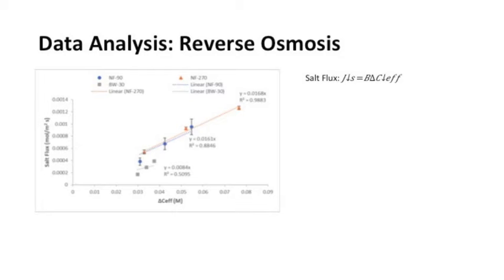Further analysis on the salt flux through the semi-permeable membrane was obtained from the conductivity readings collected during the saltwater trials. The governing equation for salt flux is displayed. The salt flux was plotted against the effective concentration gradient. The slopes of the lines represent the solute permeability constant for each membrane. These lines are also forced through the origin.